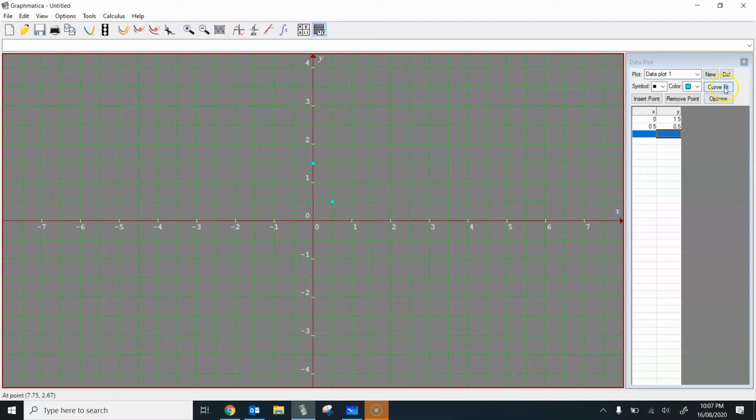And then we just press. So now you've got these 2 points. You can see there, I've typed them in. They turn up. This was from lesson 1. And then we just press curve fit, and you've got your straight line.